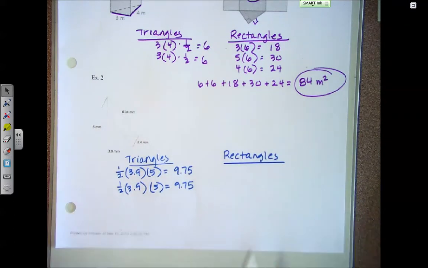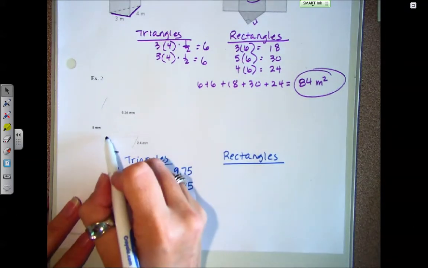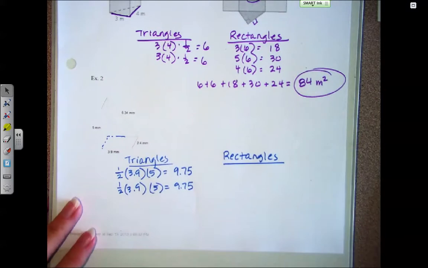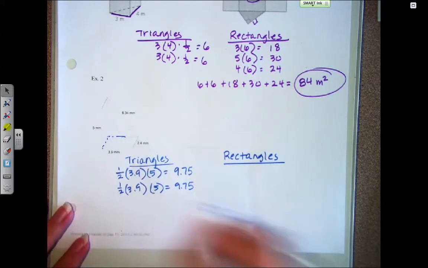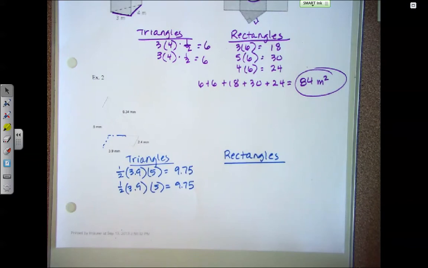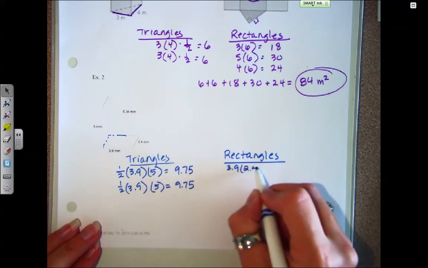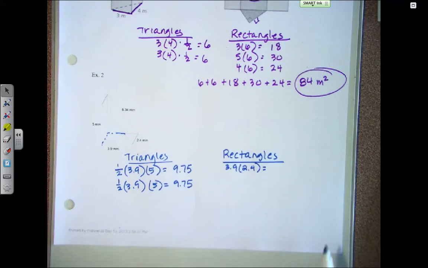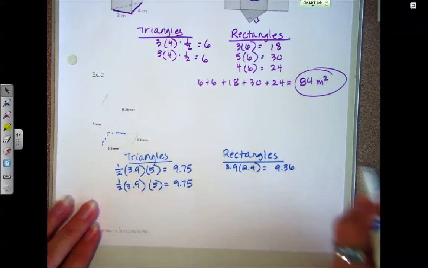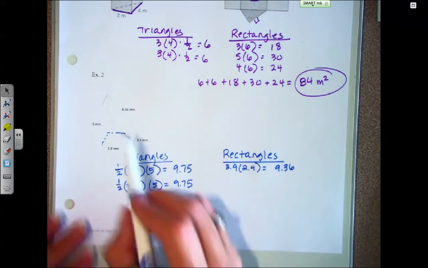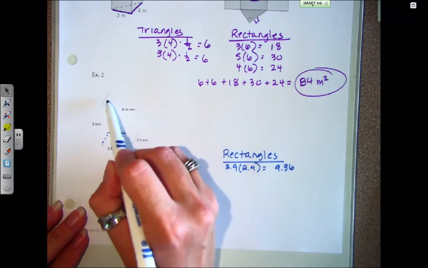Rectangles. Now, this is the challenging part with a triangular prism, is seeing the rectangles. You have a rectangle along the bottom. I've dotted in where you can't really see it. It's tucked inside. What are the dimensions of that bottom rectangle? 3.9 times 2.4. Very nice. What does that give us? Say it out loud. 9.36. Thank you.